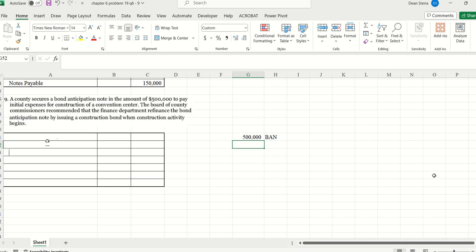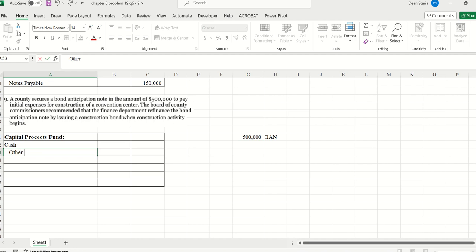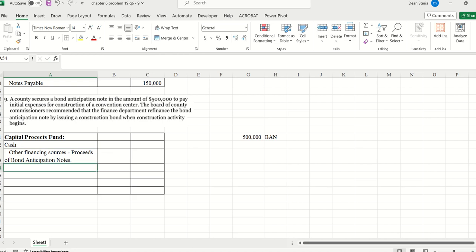We're going to have other financing sources. Proceeds of the bond anticipation notes. So again, that's 500. Okay, pretty straightforward. We issued the bond anticipation note. We get the cash, and it's an other financing source.